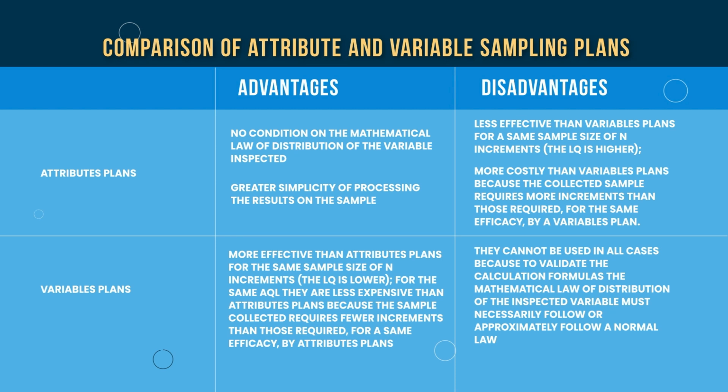They cannot be used in all cases because to validate the calculation formula, the mathematical law of distribution of the inspected variable must necessarily follow or approximately follow a normal law. So that is what we follow, the normal algebraic law, while deciding it. Remember, the attribute plan is less effective than the variable plan. For the same sample size of n increments, the LQ is higher in the case of the attribute plan, but in the variable plan it is otherwise.